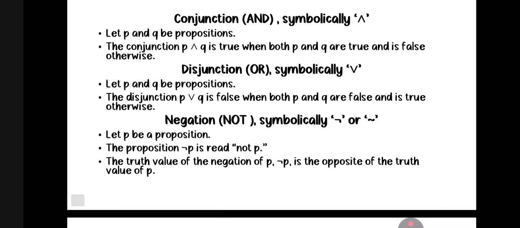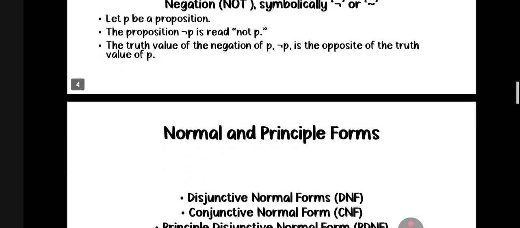Negation, the NOT operator. Let P be a proposition. The negation of P is read as not P. That means the negation, the NOT operator, is used to form not P, with the negation symbol. The truth value of the negation of P, or not P, is the opposite of the truth value of P.